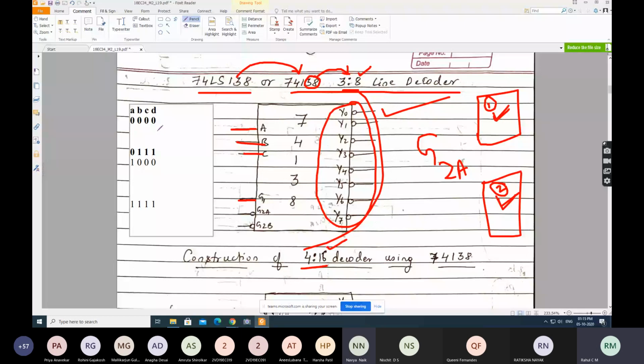Everyone understanding? Who decides it? A decides it because A is the MSB. Understanding, everyone? Now look at this combination, this first row. What do you see here? When is IC1 triggered? IC1 is triggered for what value of A? 0.